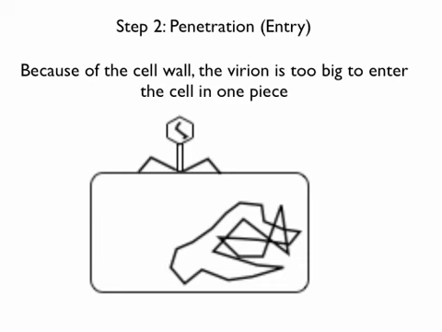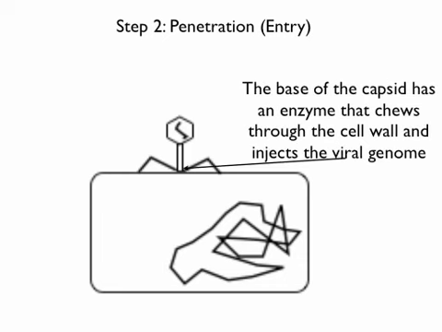Instead, what it has is at the base of the capsid in that base plate, there are enzymes that chew through peptidoglycan. So what it's going to do is chew through the cell wall, and then the whole thing just sort of squats and compresses, just like a syringe. And when it compresses, it's going to insert this bit here, the tail, into the cell, and it's going to squirt the DNA in.